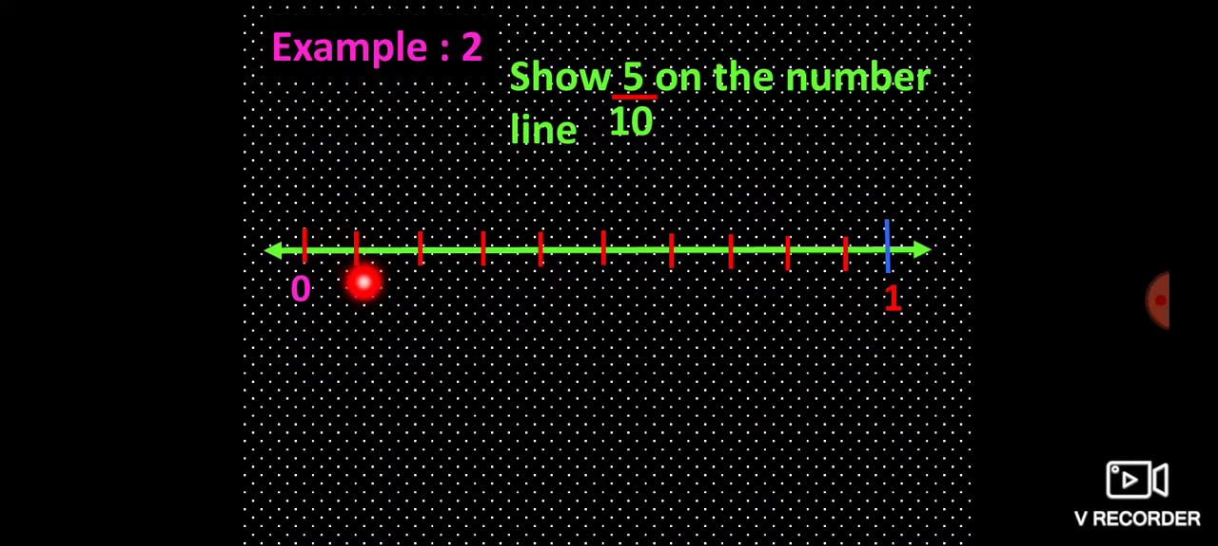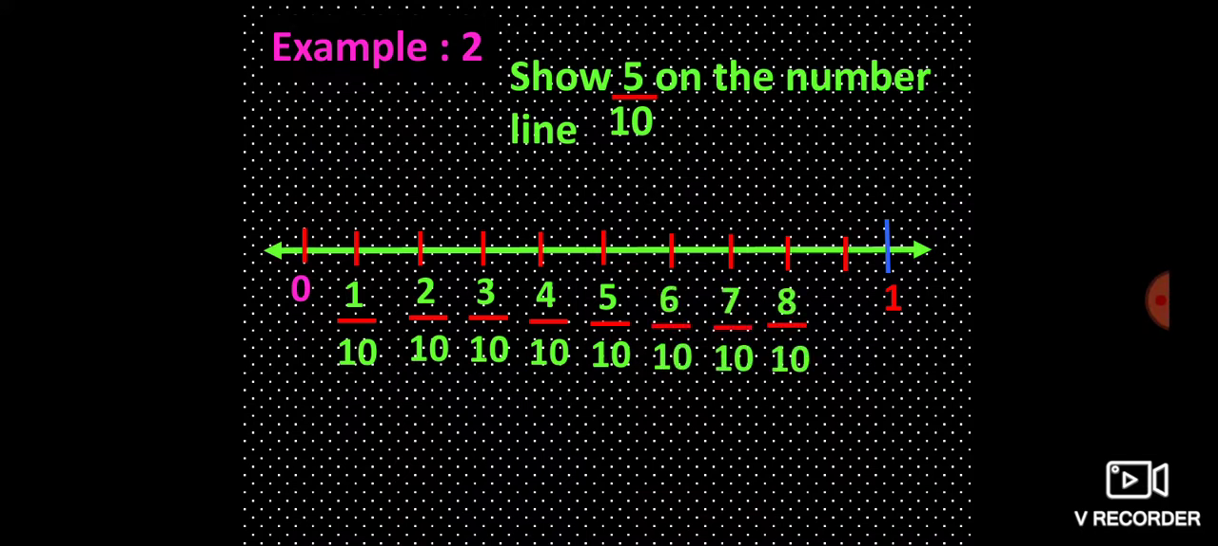The first part is 1 by 10. 2 by 10 like this. 1 by 10, 2 by 10, 3 by 10, 4 by 10, 5 by 10. We got 5 by 10. Then continue 6 by 10, 7 by 10, 8 by 10, 9 by 10. Next 10 by 10. Okay, that is 1. We need only 5 by 10. In your question paper or in the exam, you mark only 5 by 10. No need of writing all the other fractions. You just count in your mind 1 by 10, 2 by 10, 3 by 10, 4 by 10 and mark on the paper only 5 by 10.